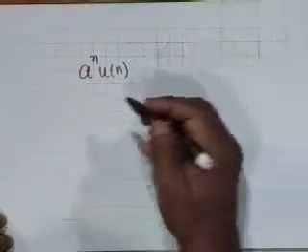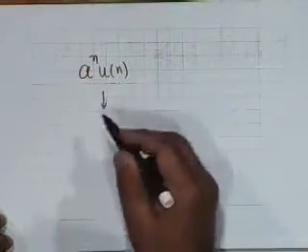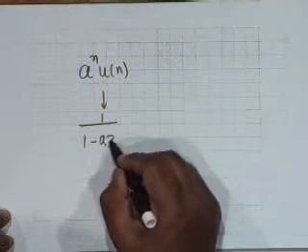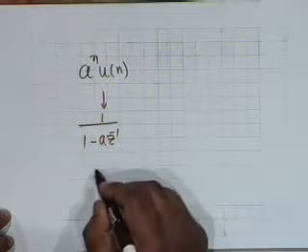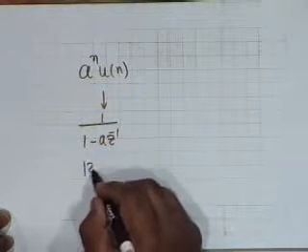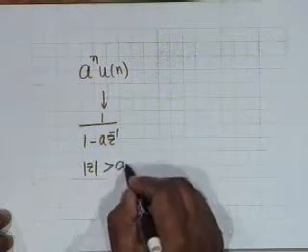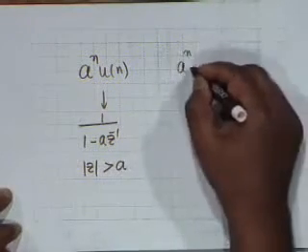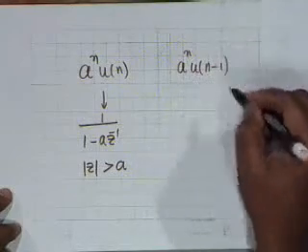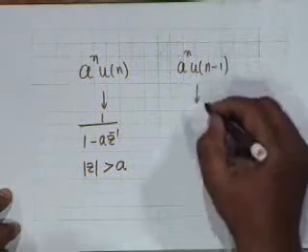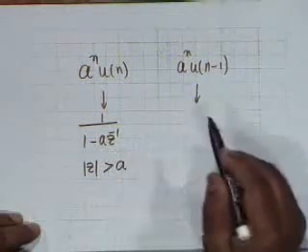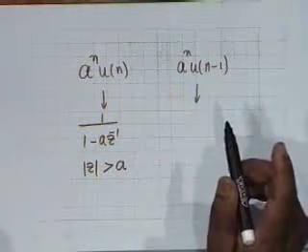what is the Z transform? 1 by 1 minus a Z inverse, and the ROC is mod Z greater than mod a. All right. Let's take another, a to the n u of n minus 1. Then what is the Z transform? It is the same thing, minus 1.